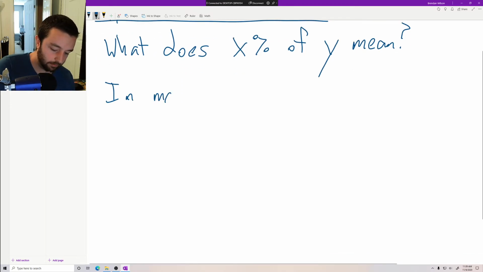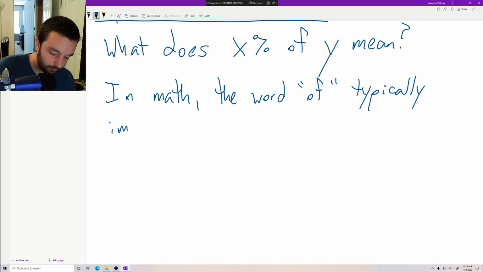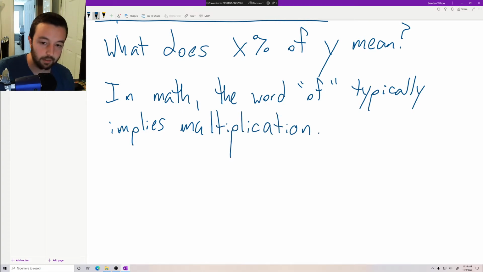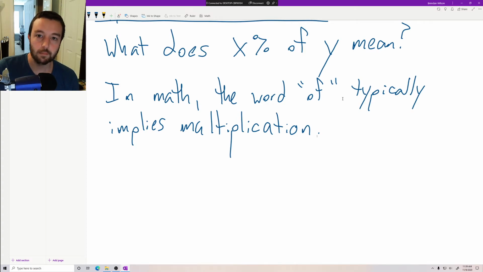In math, the word of typically implies multiplication. So that's exactly what we'll do here. We'll just take the percent and multiply it by the number. With one important caveat here, which is that if we take the percent and multiply it by a number, the output would be another percent.